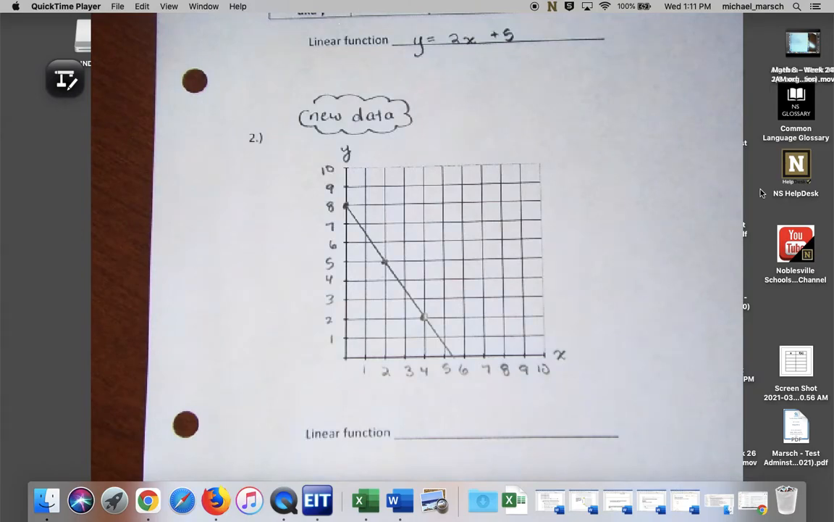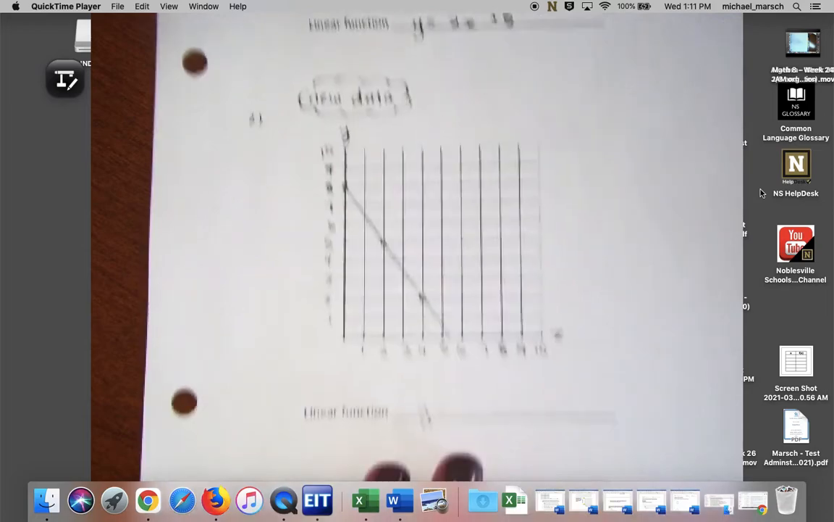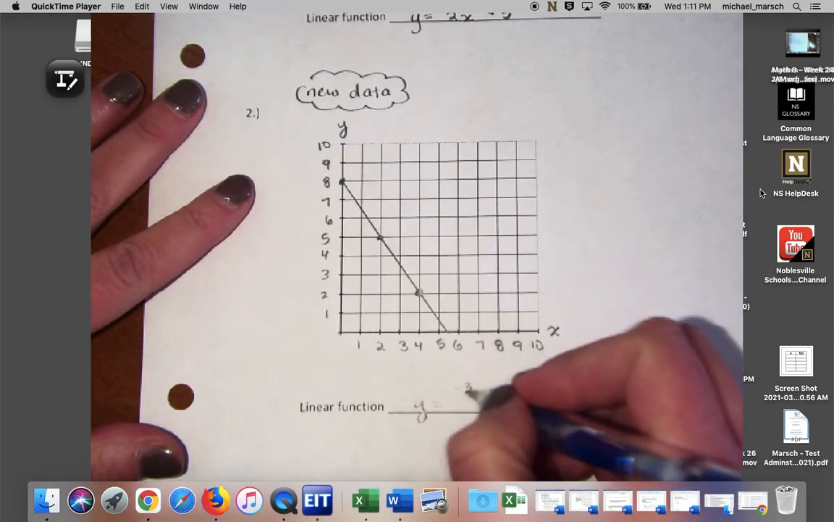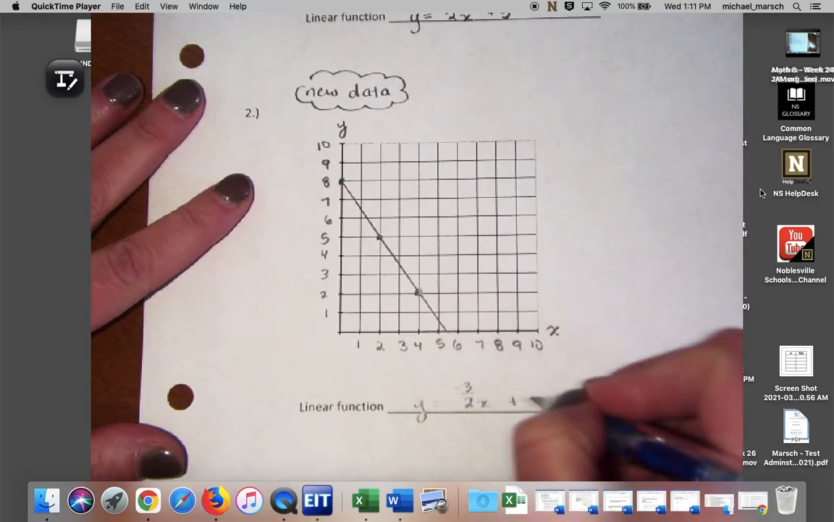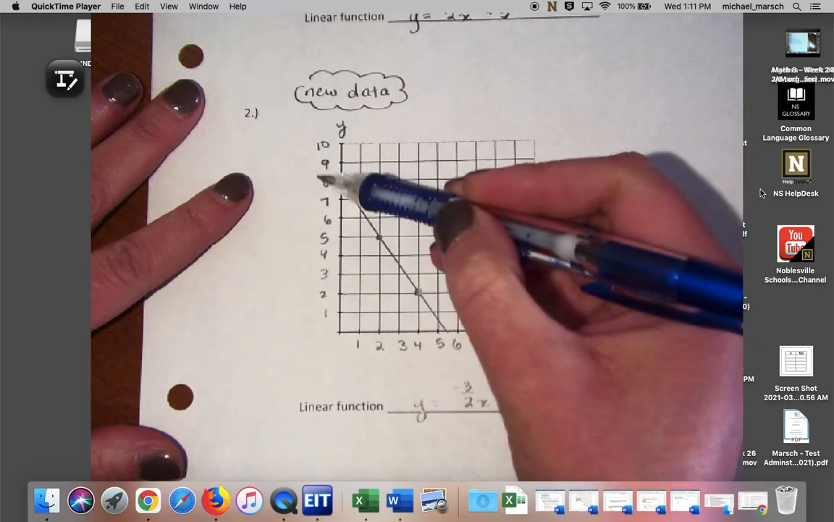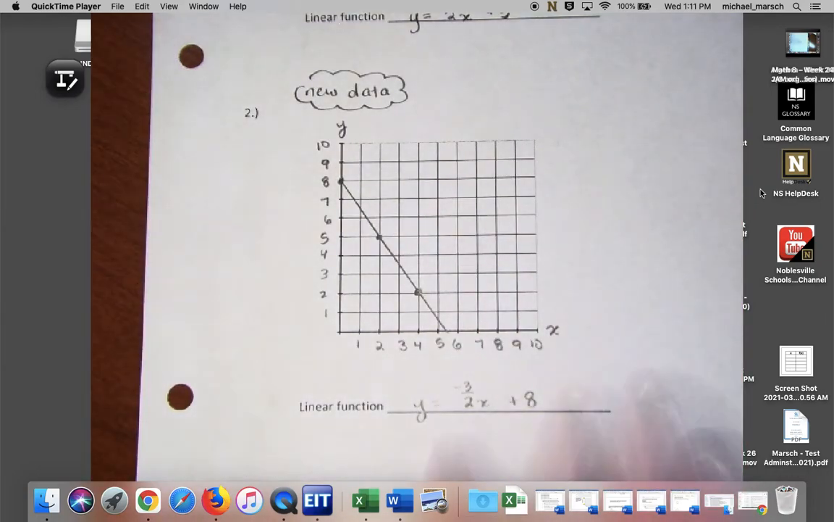Okay, so somebody tell me, what will my linear function be? Y equals negative 3 over 2x plus 8, right? So we have our slope, down 3, forward 2. Our y-intercept is here at plus 8. Okay. Turn the paper over.